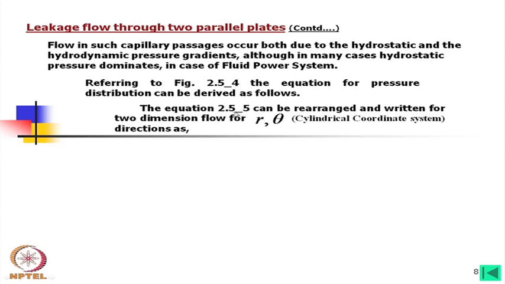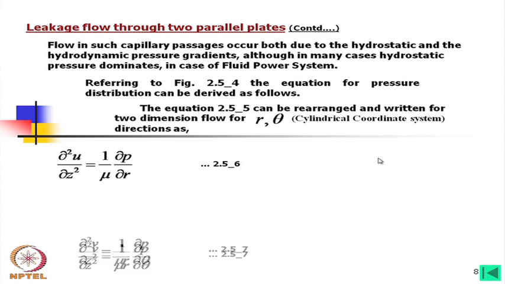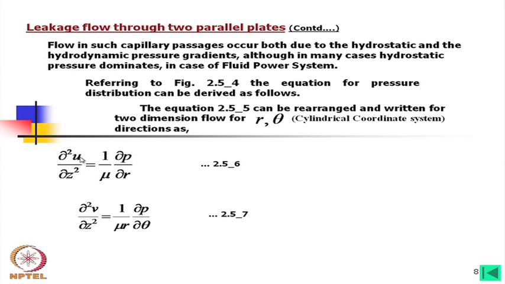Let us consider the earlier equation which we have derived. It can be rearranged and written in two dimensional form as follows: del square u by del z square is equal to 1 by mu del p by del r. Here we have considered the cylindrical coordinate system. That means from a center there is an r direction and a theta direction, and the z direction is towards the thickness, and u is the velocity along the r direction and v is the velocity along the theta direction.